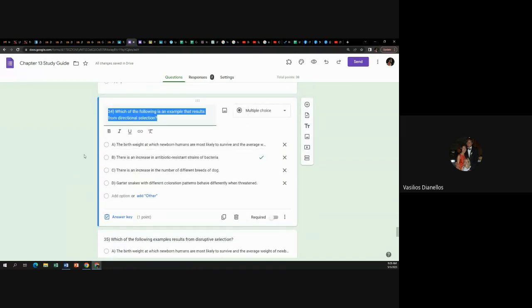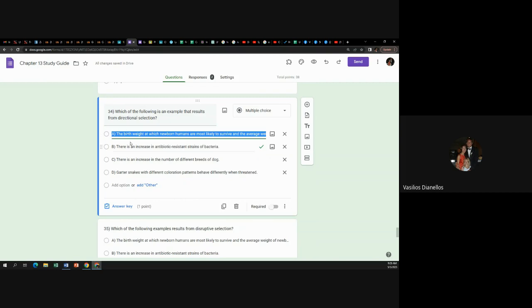All right, which of the following is an example that results from directional selection? So remember, directional selection is when you look at a particular trait in a particular population and you're moving towards one of the extreme phenotypes. So if humans keep getting taller every 100 years, that would be directional selection. Or if humans keep getting smaller, that would be directional selection in the other direction. Anyway, that being said, let's look at these options. The birth weight at which newborn humans are most likely to, no, that's not it. Increase in antibiotic resistance, that's a good option. Increase in the different number of breeds of dogs, no, that would be more like disruptive selection. So yeah, there's an increase in antibiotic resistance.